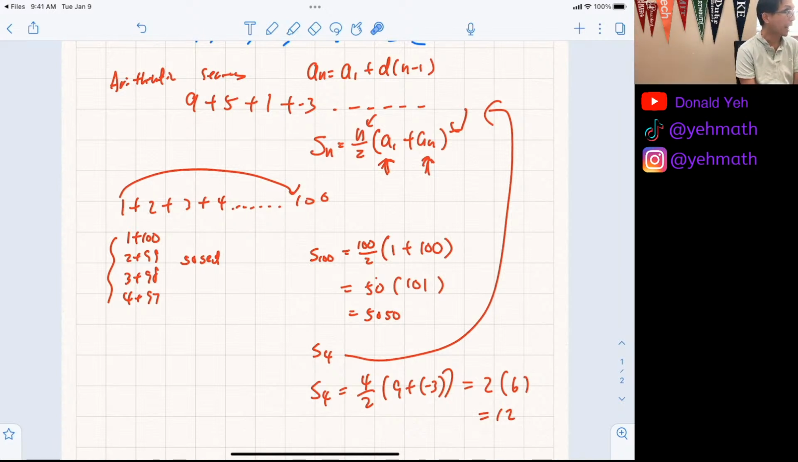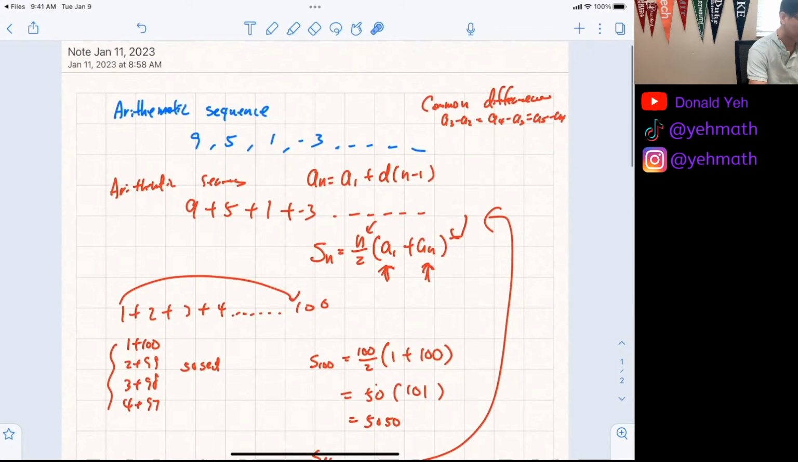So it will work for anything if you know the first term, if you know the last term, and if you know which term you want in your series. This is taught in Algebra 2. And if you don't know the arithmetic sequence, that is also taught in Algebra 2. This is A1. D is the common difference.